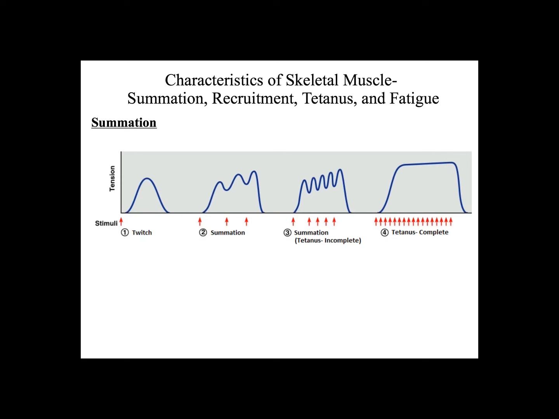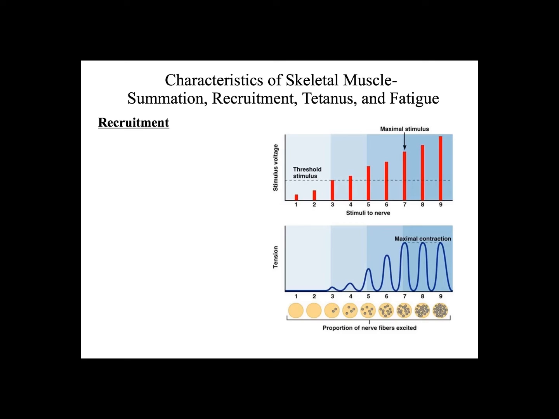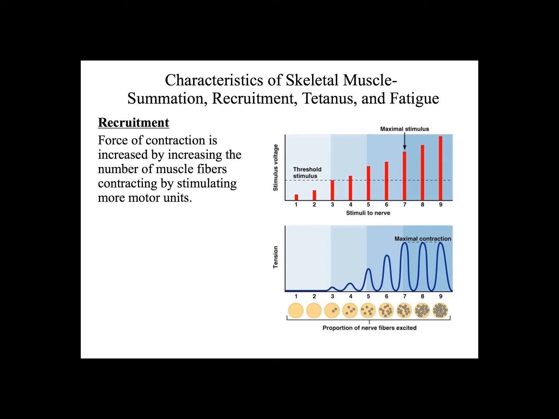and what we end up with is summation of twitches. The second way to increase the strength of a muscle contraction, or the force of a muscle contraction, is by recruitment. During recruitment, force of a contraction is increased by increasing the number of muscle fibers contracting by stimulating more motor units. So looking at this graphically, when we increase the size of the stimulus, we recruit more motor neurons, which increases the strength of the muscle contraction.